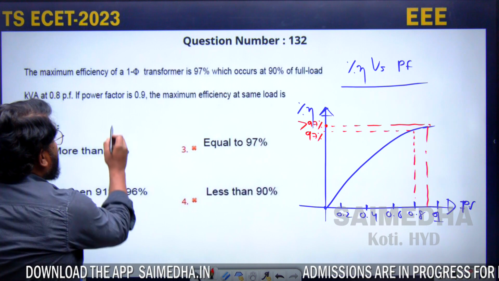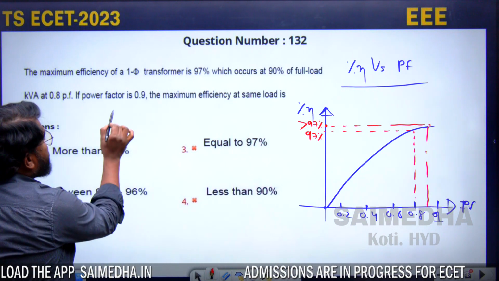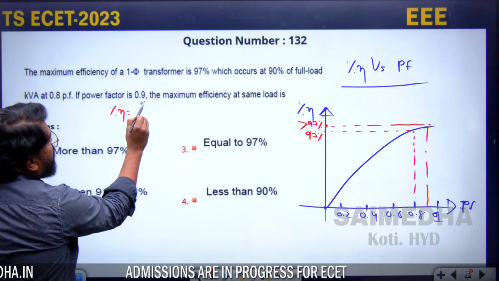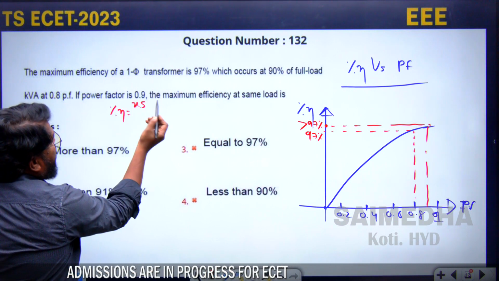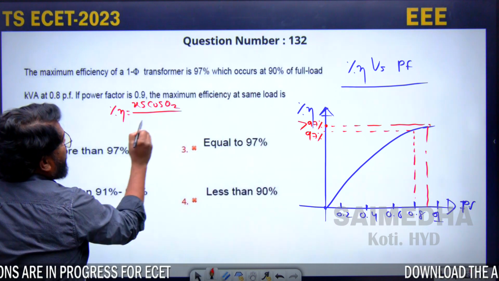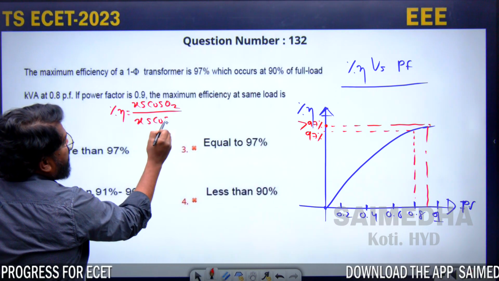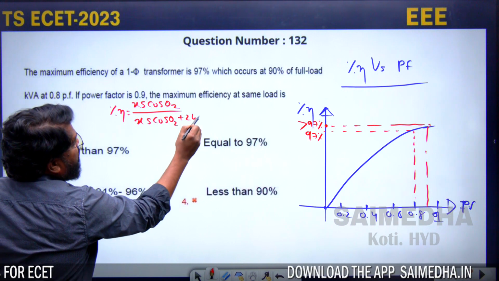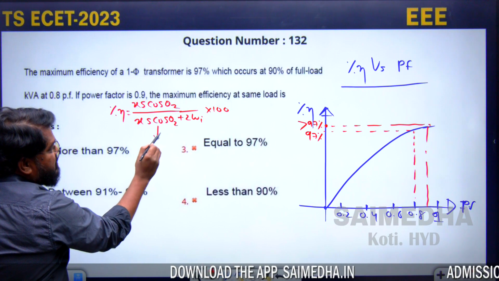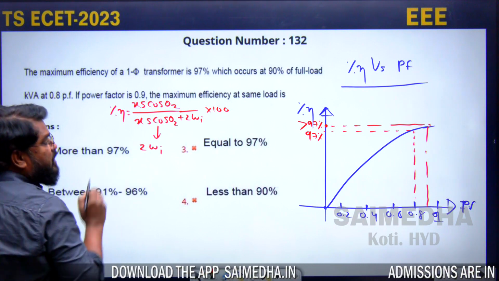First we know the formula to find out maximum efficiency. So the percentage maximum efficiency is equal to x S cos theta 2 divided by x S cos theta 2 plus 2 times the iron losses, multiplied by 100, where S is the VA rating. So from this equation we find out the 2 times iron losses.